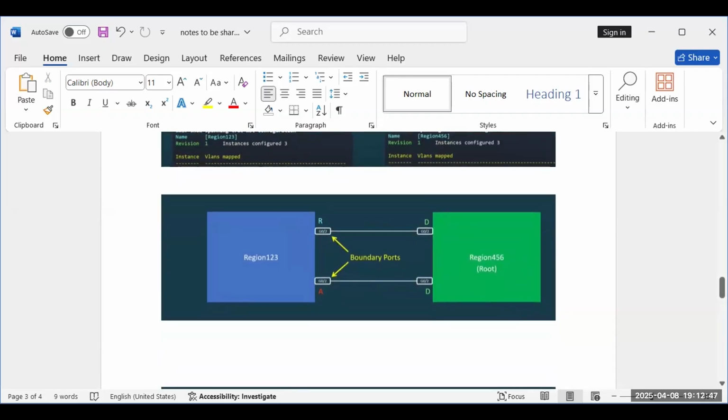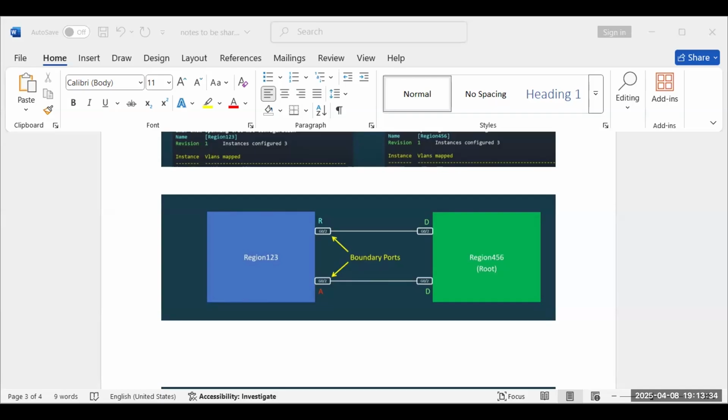So this is what we were discussing about the boundary ports. Each connected MST region will appear as one logical switch, and the spanning tree that connects between the regions is called the common spanning tree. Boundary ports are connected on the non-root region, acting as a designated bridge for both the links. But there won't be any boundary port on the root region.